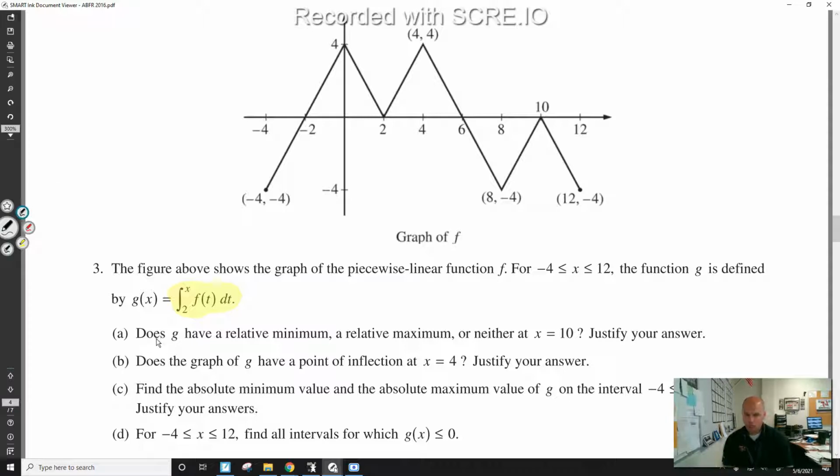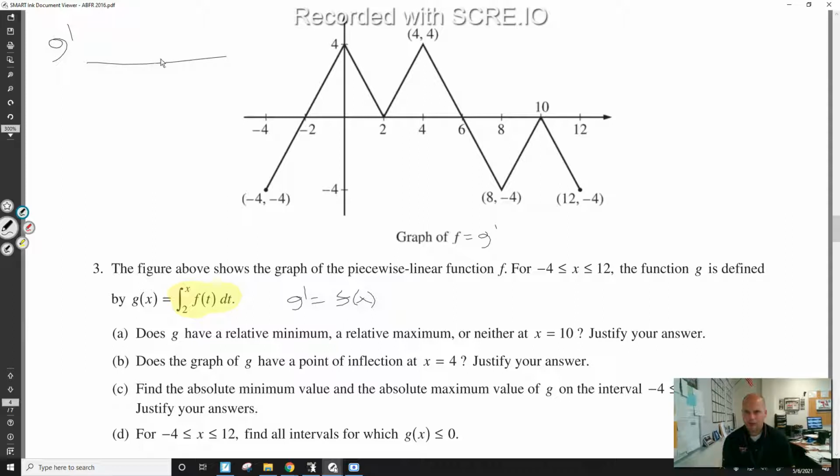All right. When does G have a relative min or a max? Or actually, it's max, min, or neither at x equals 10. Well, we need to analyze G prime. Got to know that the accumulation function's derivative is just f of x. F is just G prime.